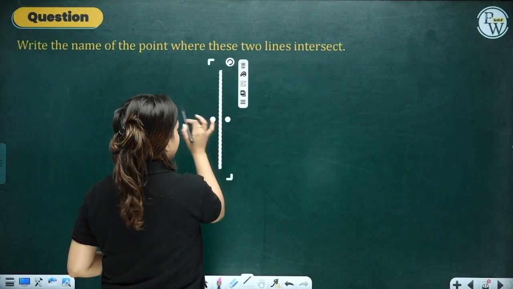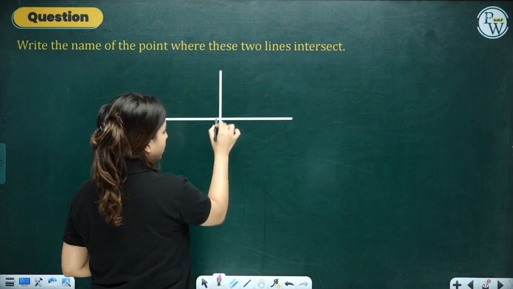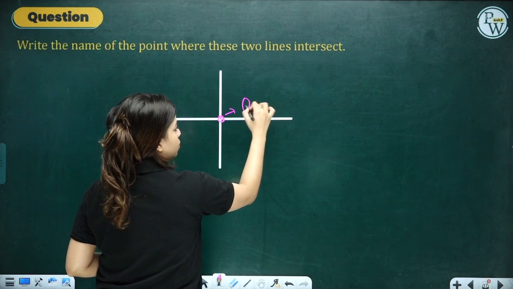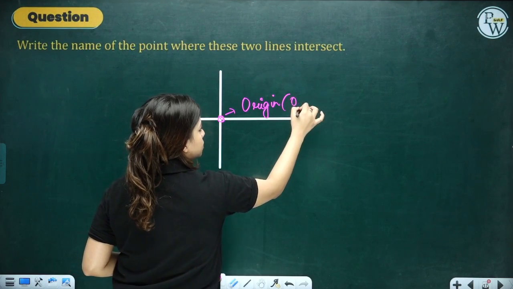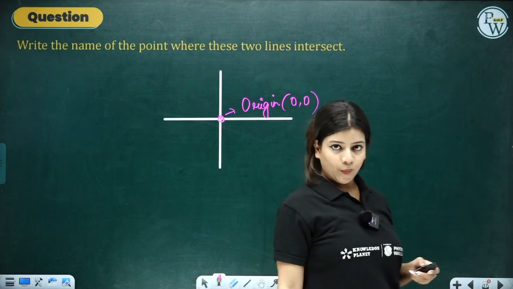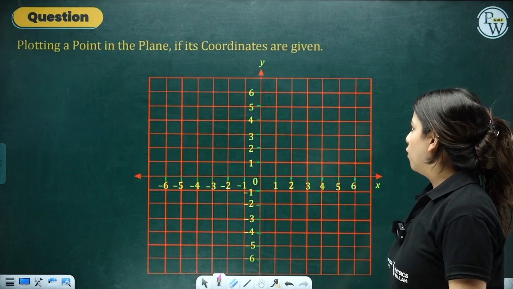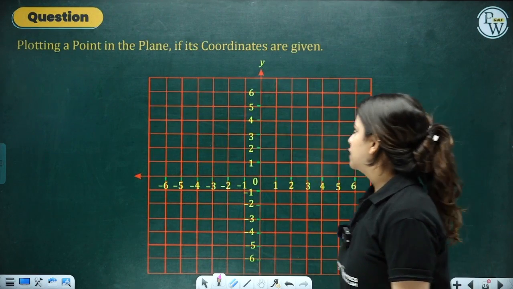If there is an x-axis and the y-axis, then this point of intersection, student, is known as the origin. That is, the coordinates of the origin are (0, 0). Right, let's move forward. Now, plotting a point in the plane if its coordinates are given.